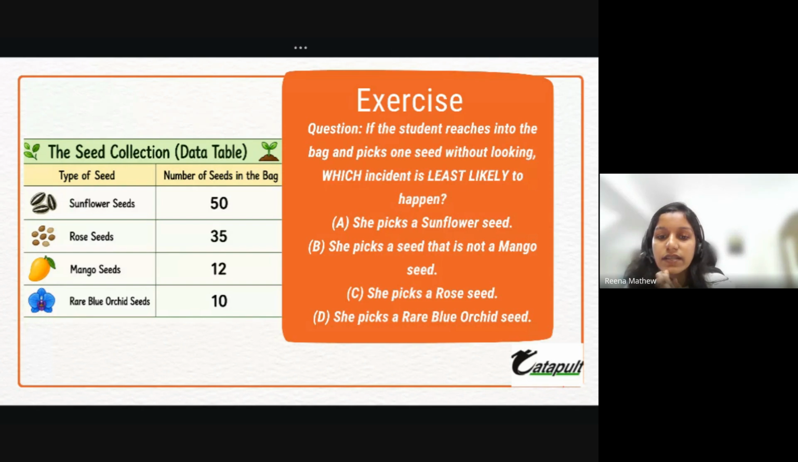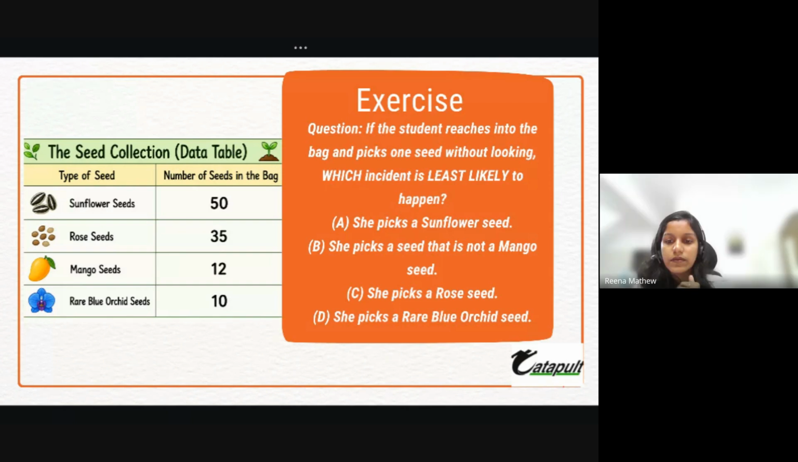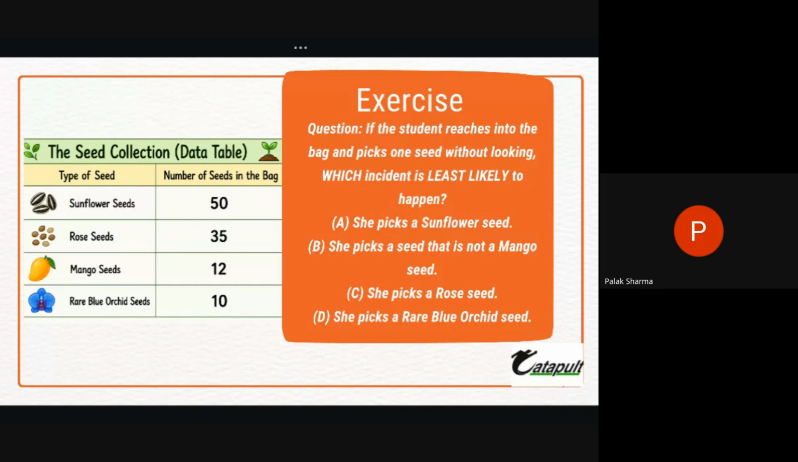Palak, can you translate this if they're not? Option... What do you need the translation for? The question? The meaning of the question. Okay. Option B.